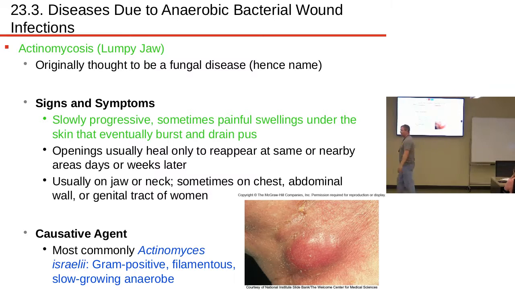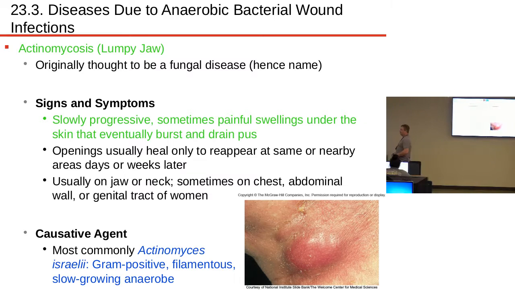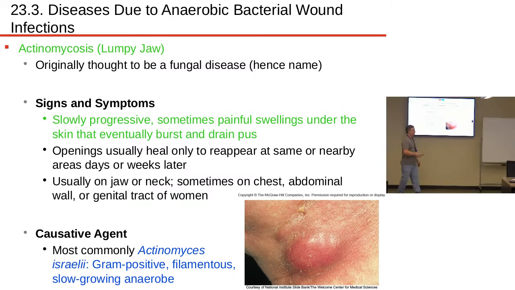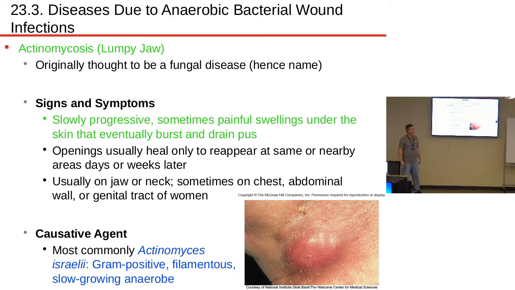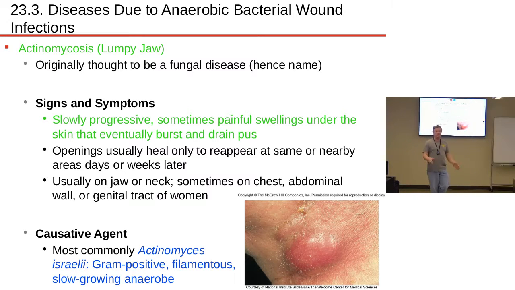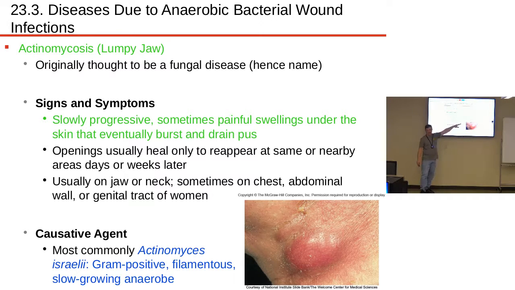So here it's got the nickname lumpy jaw. What occurs here is a very progressive, painful swelling that happens, and then it goes away, and then it comes back, right? This is something that the person is going to experience over and over again. So slowly progressive, sometimes painful swelling under the skin that usually bursts, the pus drains, the abscess goes away, and then it may manifest again later. The opening usually heals, only to reappear in the same or different areas within days or weeks later.